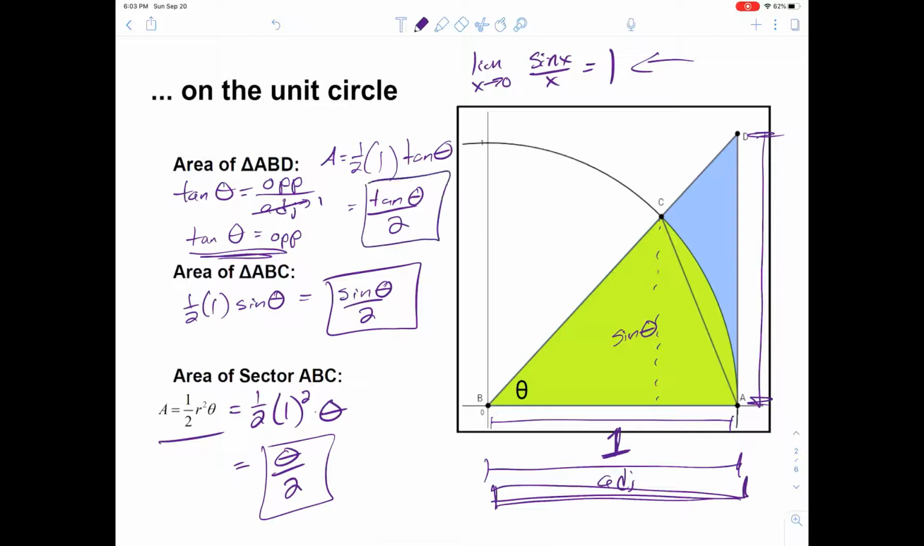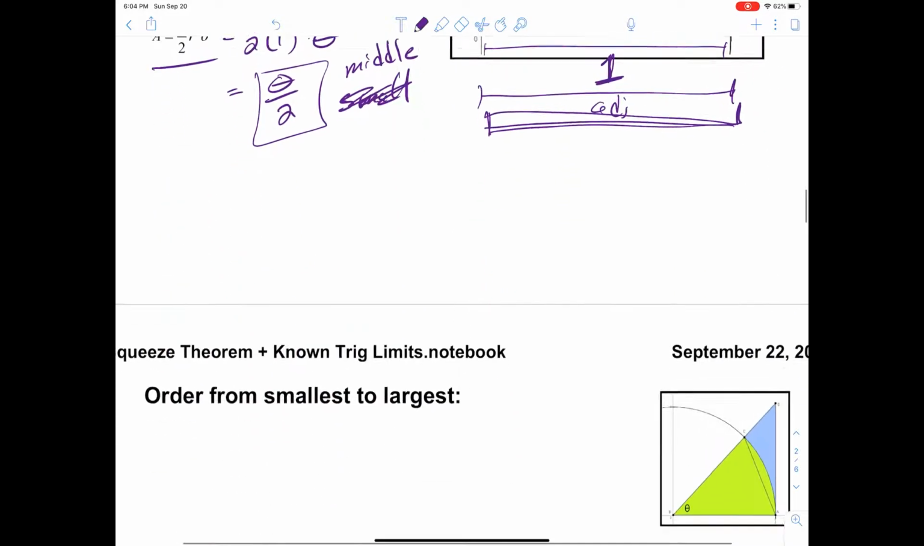And there we go. Okay, so we've got big, middle, and small. So the small triangle will always be small. The sector will always be in the, or, well, sorry, I'm doing this wrong. This is our small bit right here. This is our small triangle. And our sector is in the middle. Okay, so let's make that more clear. Let's list them from smallest to biggest.